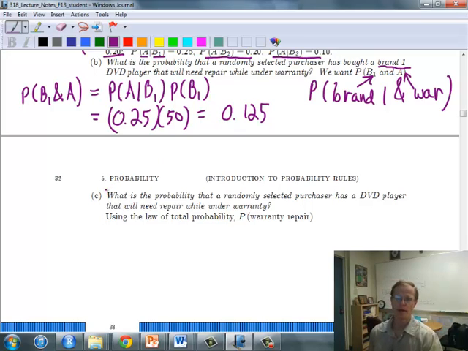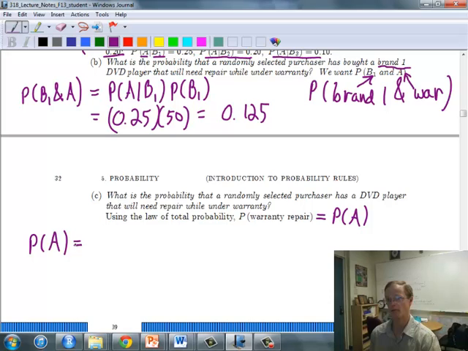Okay. Now we're going to ask the next question. What's the probability that a randomly selected purchaser has a DVD player that will need repair while under warranty? That is, what's the probability that anybody needs a warranty repair, period? So that's probability of A alone. Okay.